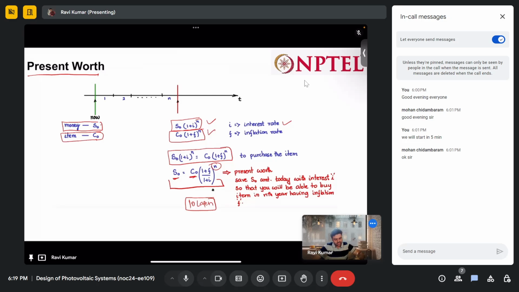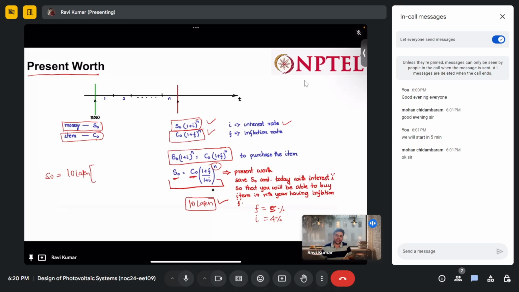Let's say inflation F is 5%, and the interest rate which you get in the bank is 4%. So to purchase this car, that is 10 lakh today, how much amount do you need to save today? How much amount do you need to put in your bank today? Let's calculate this. This is the S naught we are calculating. It is 10 lakh.